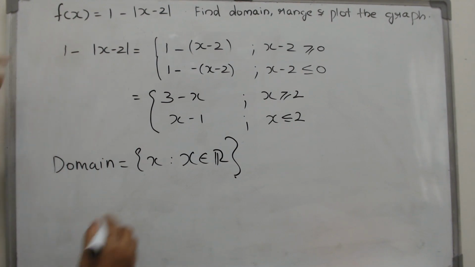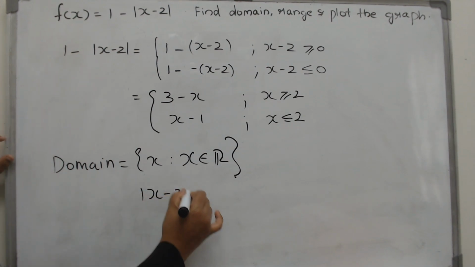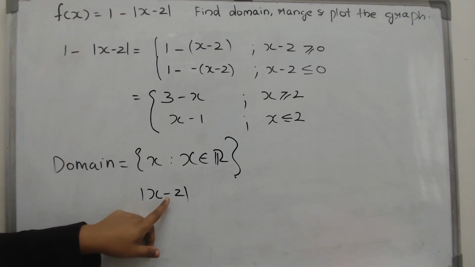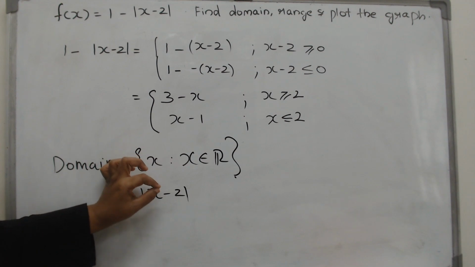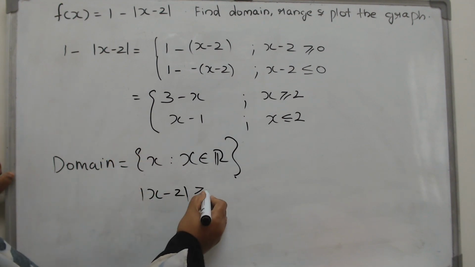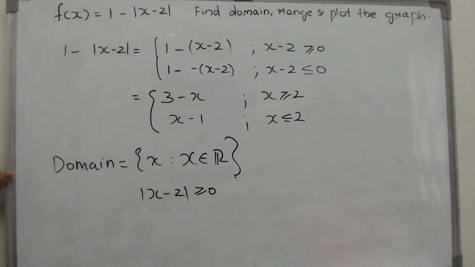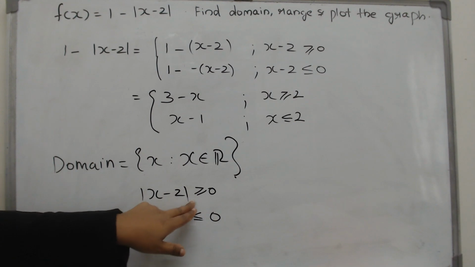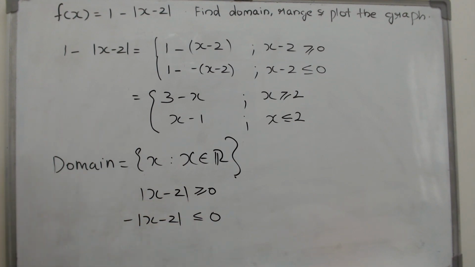What is this function? It has a mod x minus 2, which means it's a mod function, so whatever you put inside it, positive or negative, does not matter. What comes out of it is a positive number. But then we need a minus here. If we multiply throughout with a minus 1, what happens? Your inequality flips.